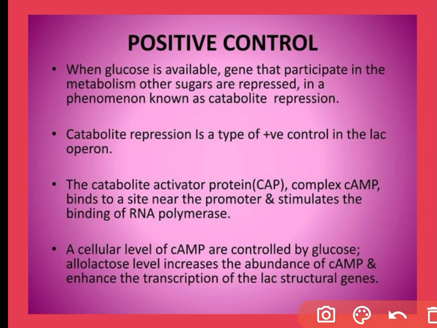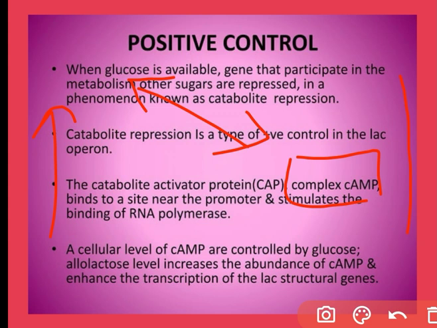Catabolic repression is a type of positive control of the lac operon, and this is because of no formation of cyclic AMP. This cyclic AMP is formed by the enzyme adenylate cyclase, and there is an inverse relationship between glucose and cyclic AMP. In a medium where the cells are growing, if the concentration of glucose is high, then there is a low concentration of cyclic AMP. When the concentration of glucose is very low or absent, then the concentration of cyclic AMP is very high. This is an inverse relationship between glucose and cyclic AMP.